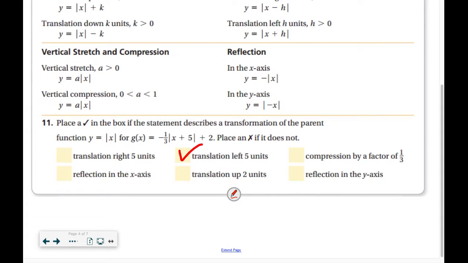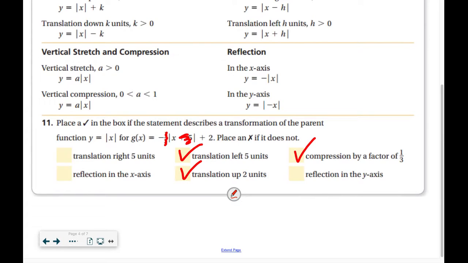Is it compressed by a factor of 1/3? Yeah, we got that 1/3 out front. So far we've got this part and the 1/3 part. How about, is it up or down? It translates up 2.